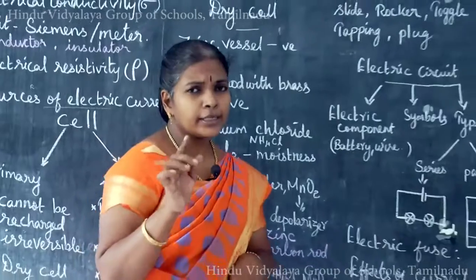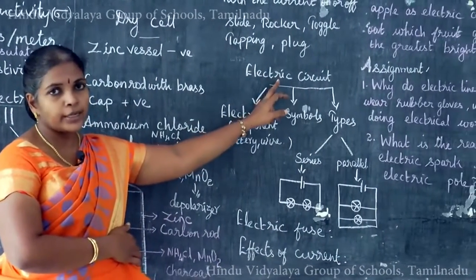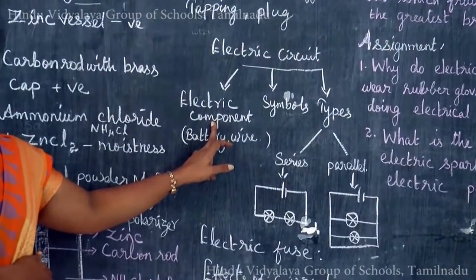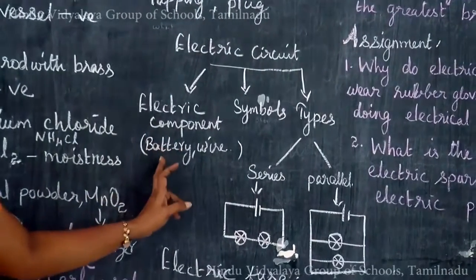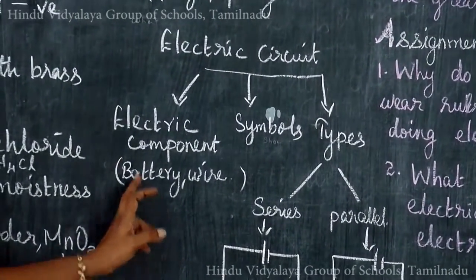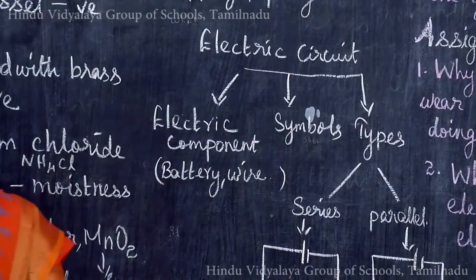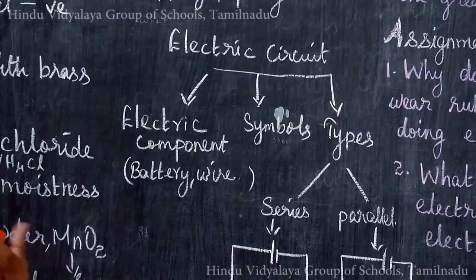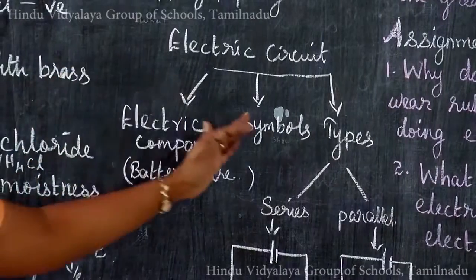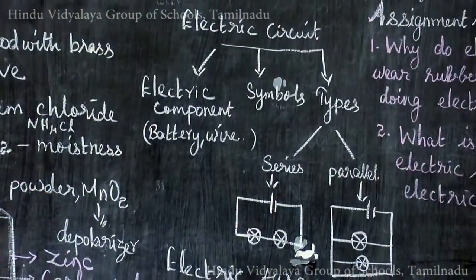What is an electric circuit? An electric circuit is made of electric components. Can you give an example of an electric component? Yes, very good. Battery, wire, bulb, switch, all these are electric components. Electric circuits are made of electric components, but if I ask you to draw the exact battery or switch, it is difficult. Therefore, scientists put some symbols for these electric components. So let us see the symbols for electric components.